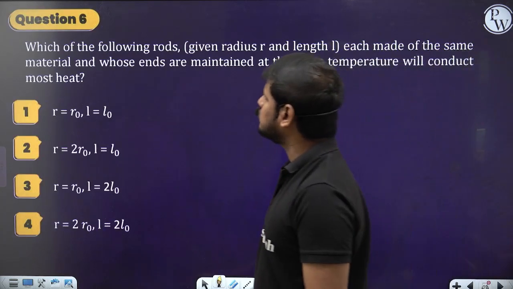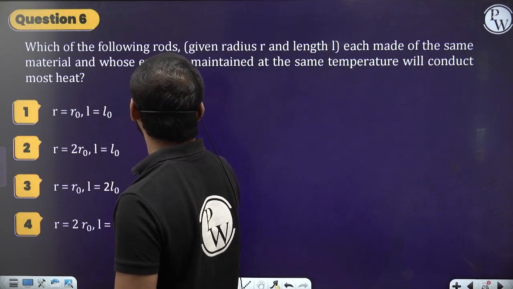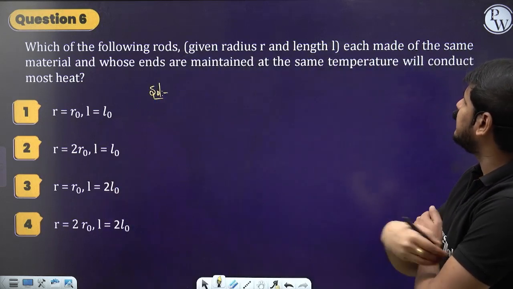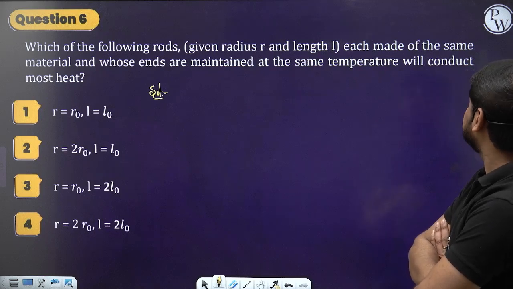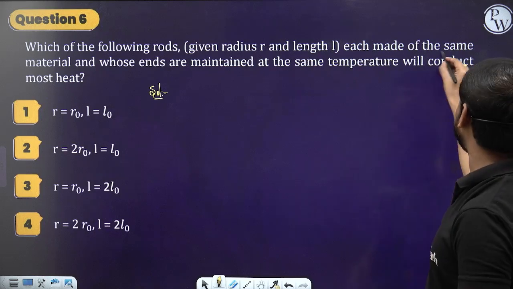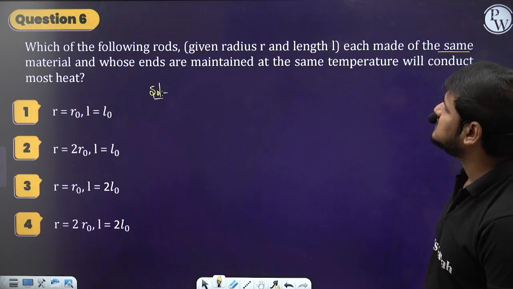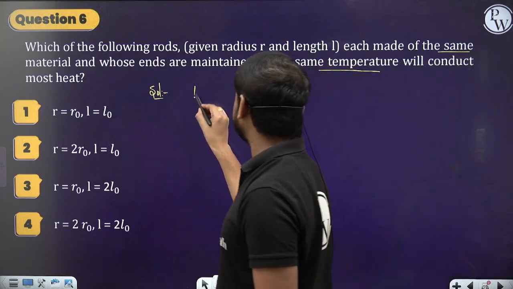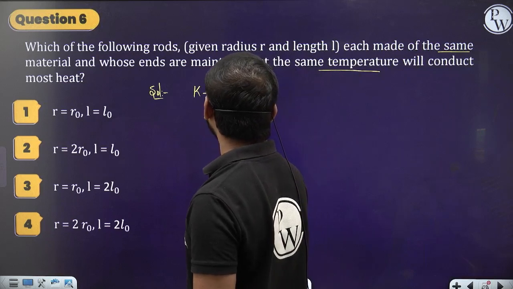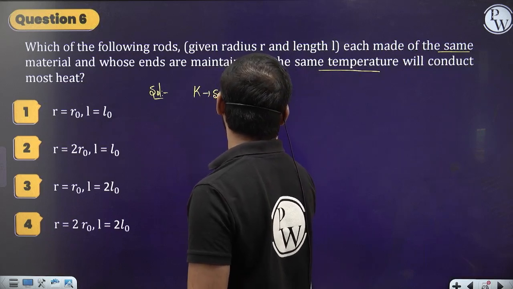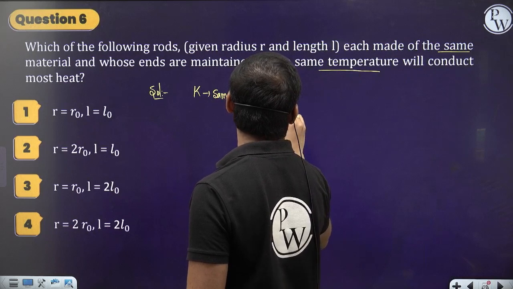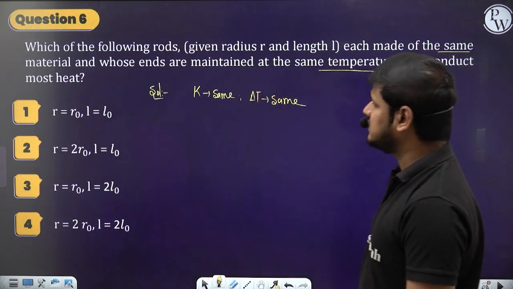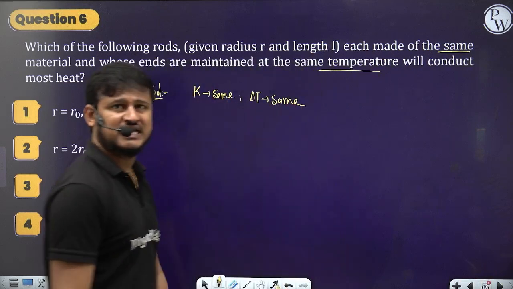So we got one more question, question number 6. What does the question say here? Which of the following rods, given radius R, length L, each made of the same material and whose ends are maintained at the same temperature, will conduct the most heat? The material is the same, which means K is the same, and delta T is the same.